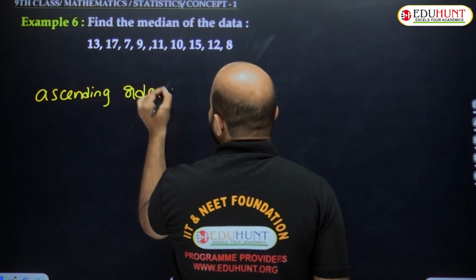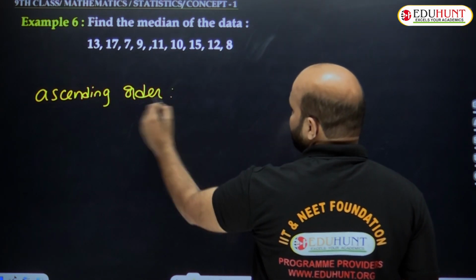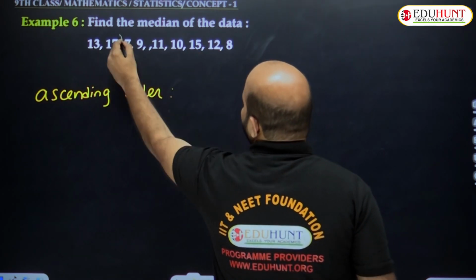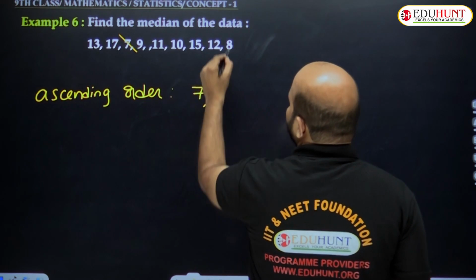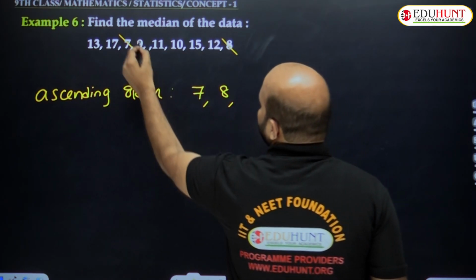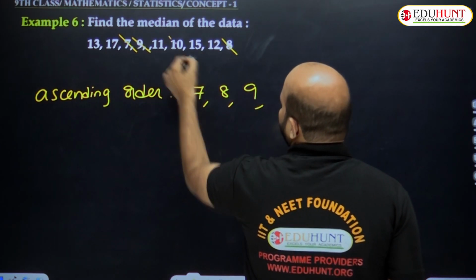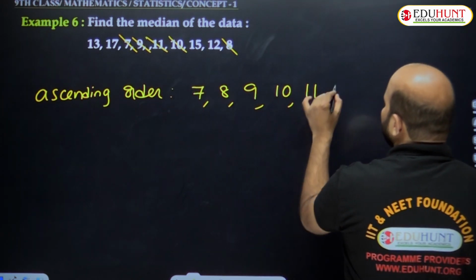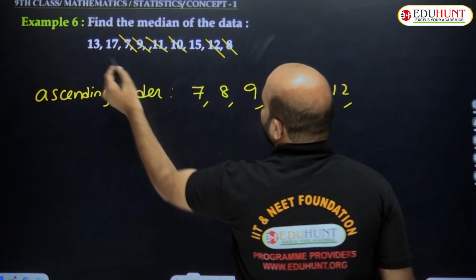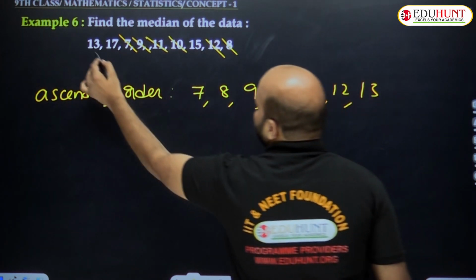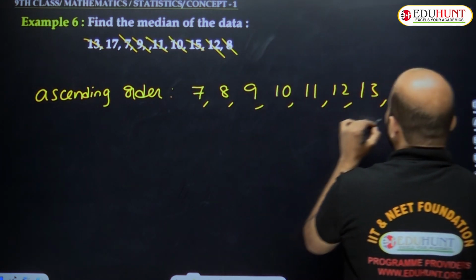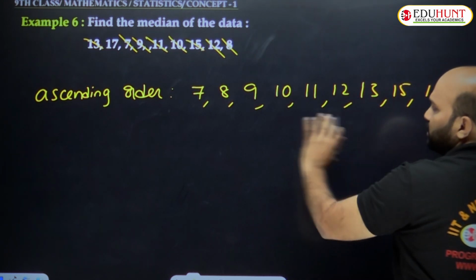So what is the ascending form? Ascending means small to big. What is the smallest number? Here the smallest number is 7. Next 8. Next one 9. Next one 10. Next one 11. Next one 12, followed by 13. Next, 14 is not there, so 15. The rest of the value is 17. So this is the ascending form.